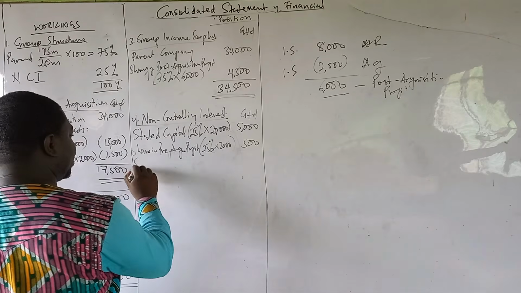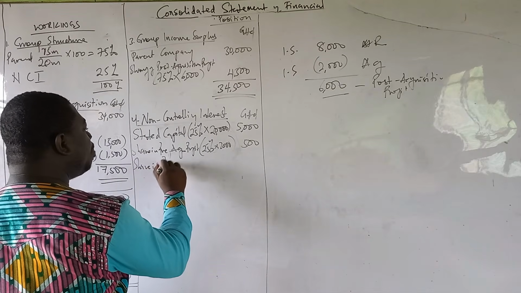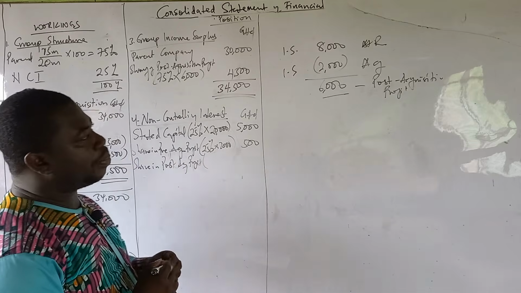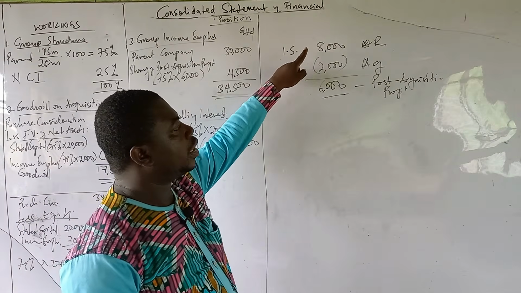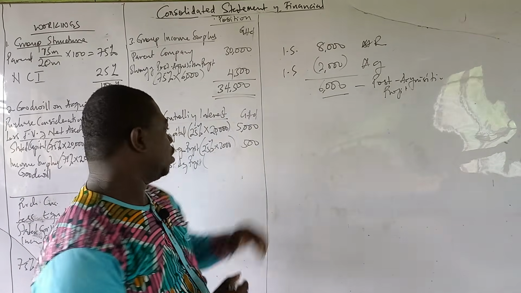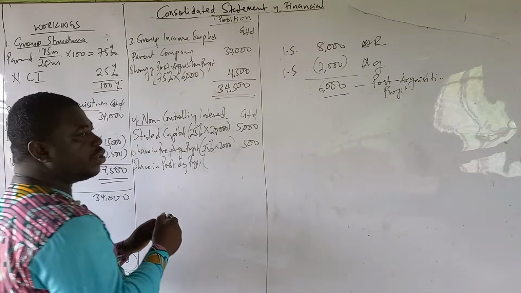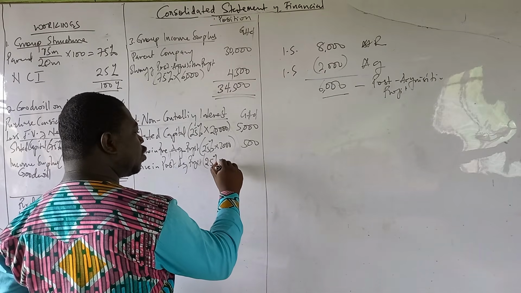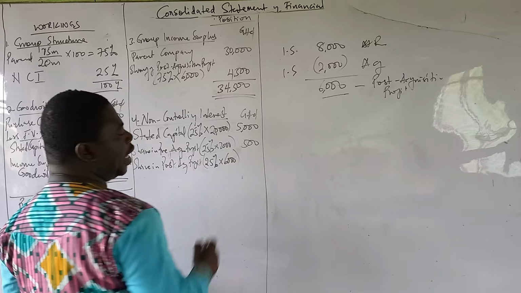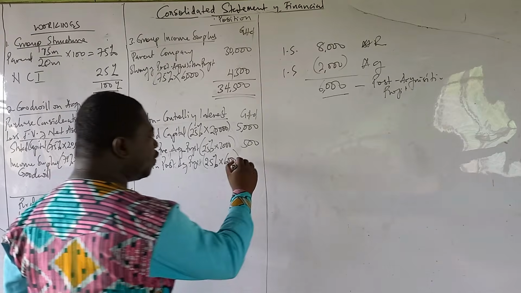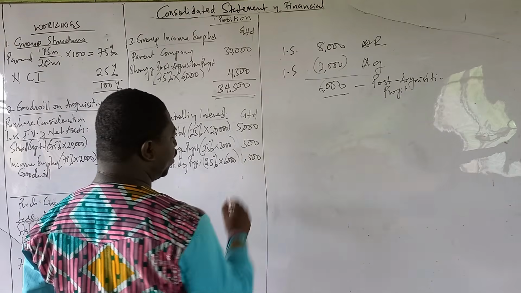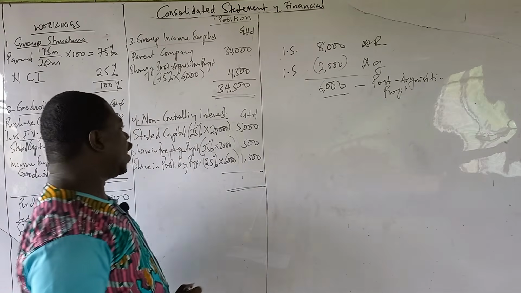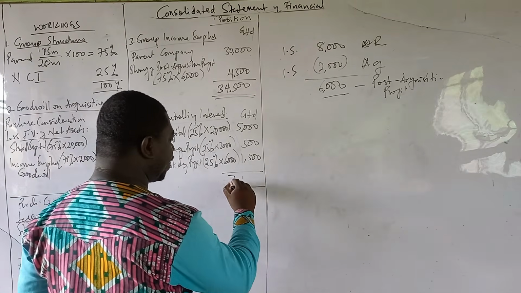Then also they have a share in the post-acquisition profit. Now, we all know that the pre-acquisition profit is 2,000, but the post-acquisition is 6,000, not 8,000. The 8,000 is a combination of the two. So the share in the post-acquisition will be 25% of 6,000, which gives 1,500. So when we add, the value of non-controlling interest will be 7,000.